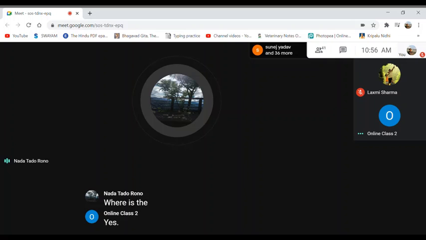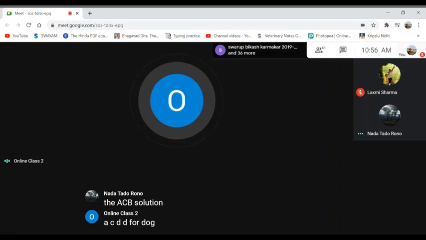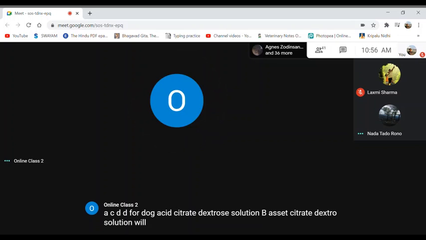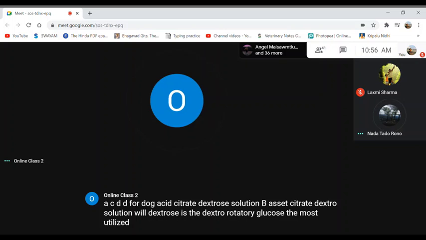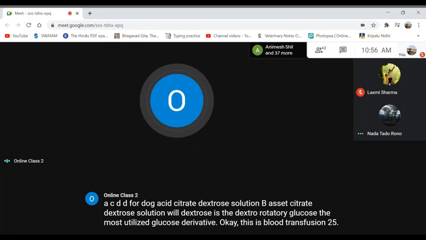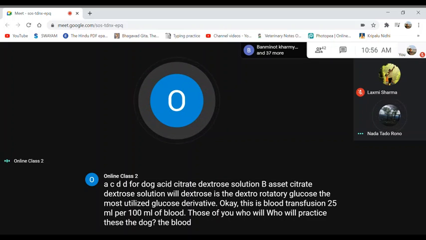The ACD solution. ACD, D for dog. Acid citrate dextrose. Solution B. Dextrose is the dextrorotatory glucose, the most utilized glucose derivative. This is for blood transfusion, 25 ml per 100 ml of blood. Those of you who will practice blood transfusion in dogs will later on understand what I want to say by this.